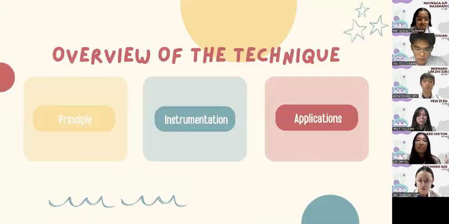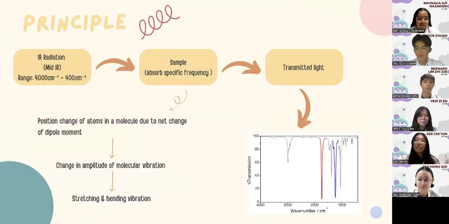Now let's have an overview of the technique, which includes principle, instrumentation, and application. When IR radiation interacts with a sample molecule, the sample molecule will absorb the specific applied IR light which matches the internal vibrational frequency of the molecule, and other residual frequencies are transmitted through the sample. Due to absorption of IR radiation, a net change of dipole moment in the molecule occurs and causes vibration of bonds in the molecule, like stretching and bending vibration. The transmitted light is detected by the detector and the IR spectrum is displayed on the computer screen by analysis of the transmitted light. The band corresponds to the characteristic functional group and the bond present in the chemical substance.